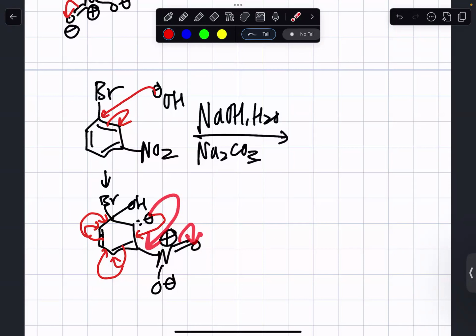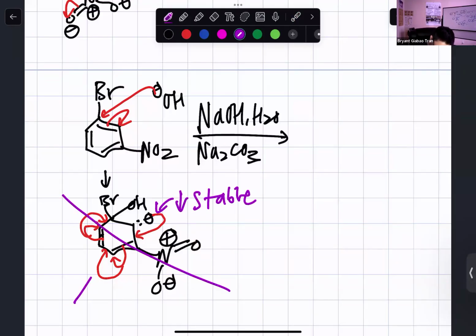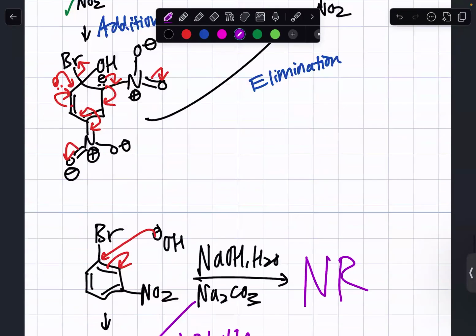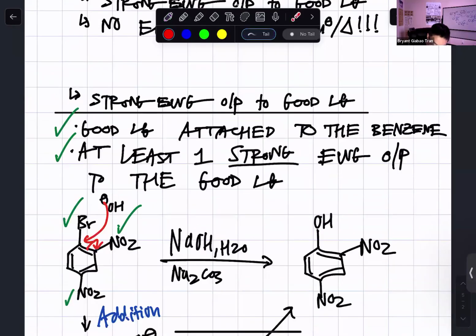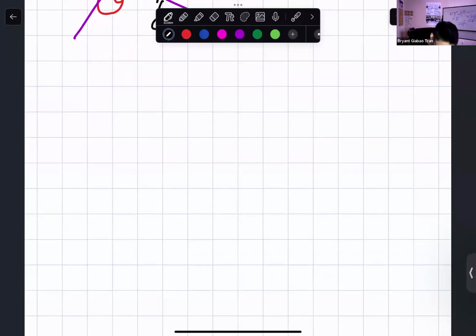So that's why this right here has less resonance structures, making it less stable. And then it's going to be unable to exist, giving no reaction. That's why we need a strong EWG, ortho or para, to the leaving group to allow for this reaction to go through. Now, let me give you a practice problem on this, and then we'll move on to 118A.